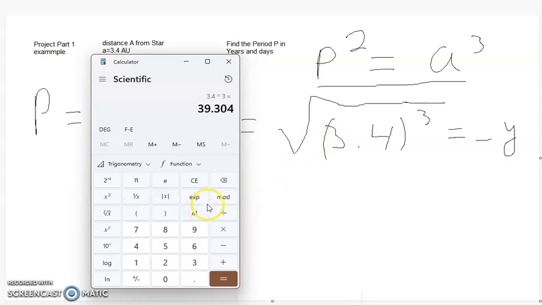But of course, remember, I have to take the square root of that number. If I do that, then I just hit this square root button, and there it is. So that's the square root of 39.304. All right, so that's the answer in years.